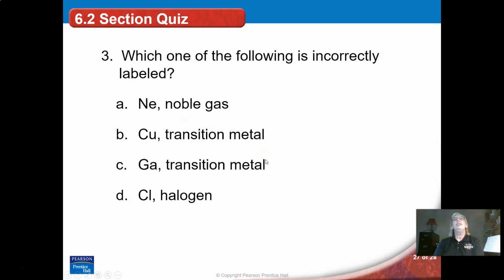Last one, which of the following is incorrectly labeled? I showed you neon earlier, that's a noble gas. Chlorine's a halogen, so which of the other ones is not right? Gallium is not a transition metal.